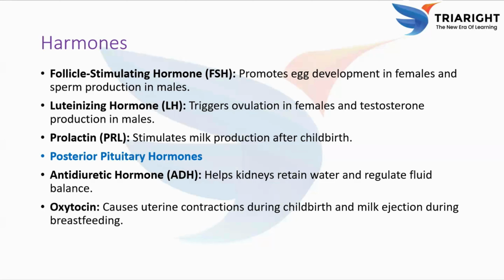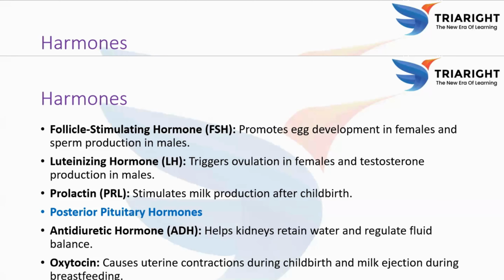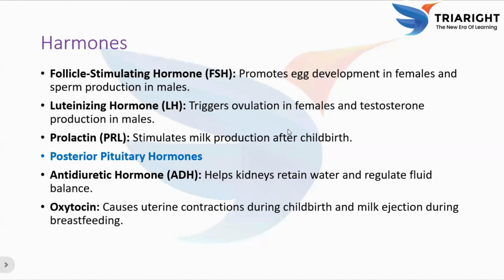This oxytocin hormone is also known as the love hormone. Why is it called the love hormone? Because it promotes bonding between mother and baby. For example, when a baby suckles, the oxytocin causes the milk to flow from the breast. So these are all the hormones produced by the pituitary gland.